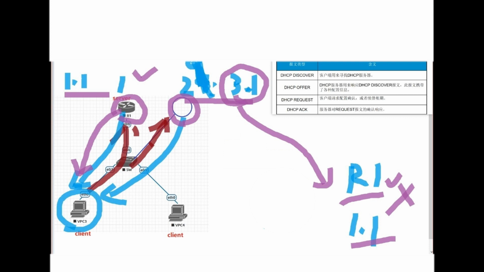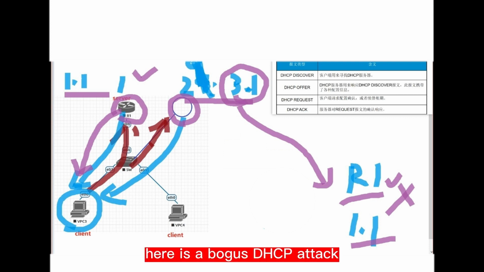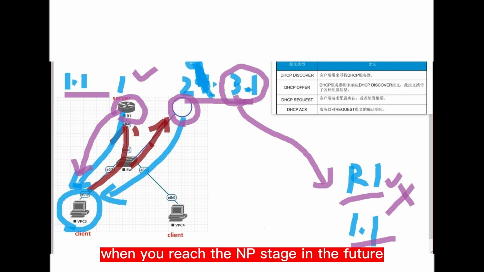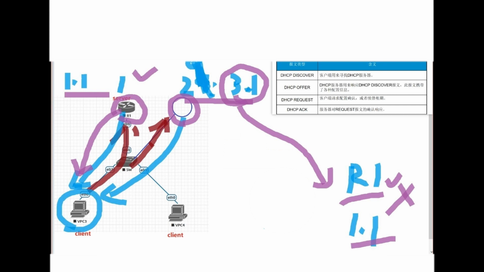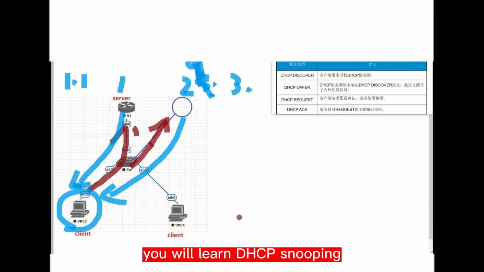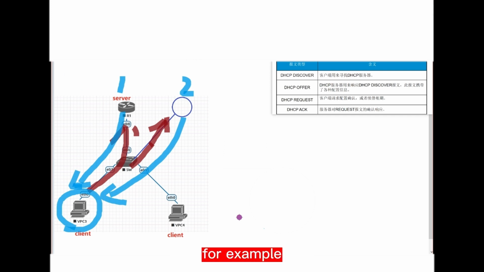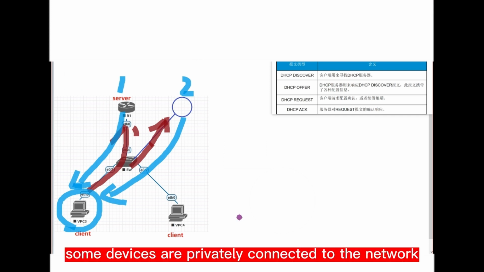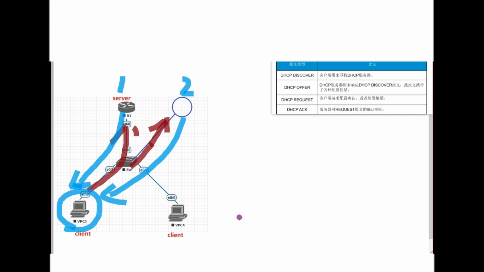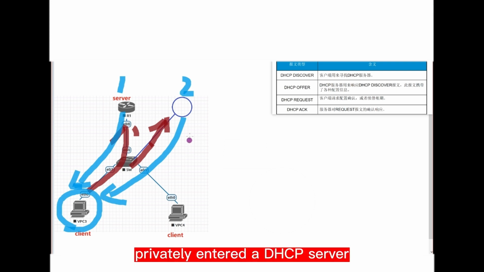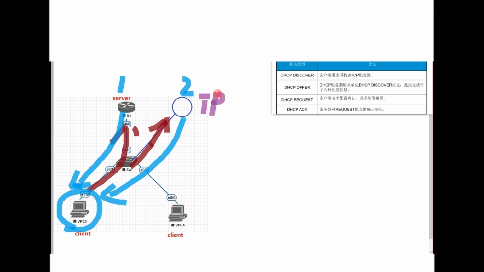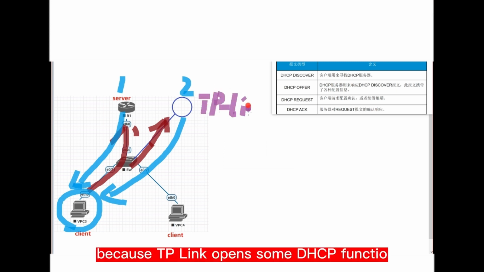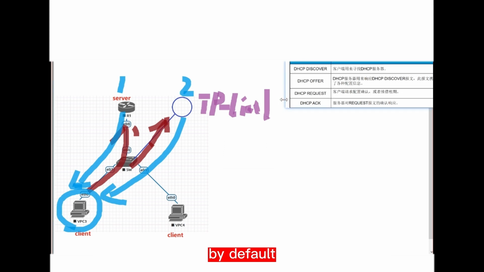Next, there is the bogus DHCP attack. When you reach the NP stage in the future, you will learn DHCP snooping, and then you will solve it. For example, some devices are privately connected to the network, privately entering a DHCP server, or a TP-Link privately coming in, because TP-Link opens some DHCP functions by default.